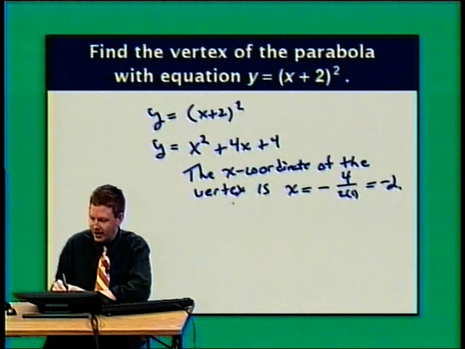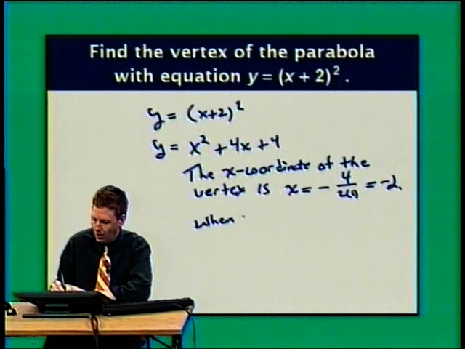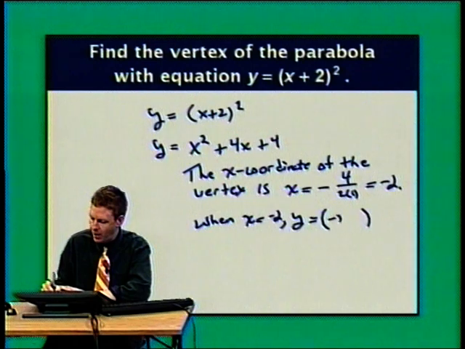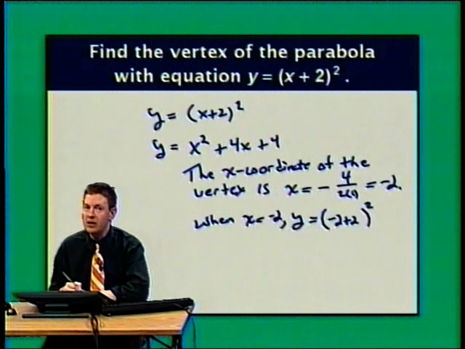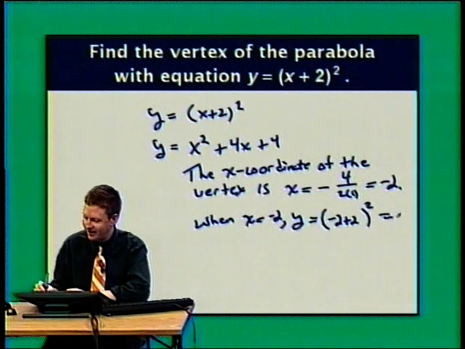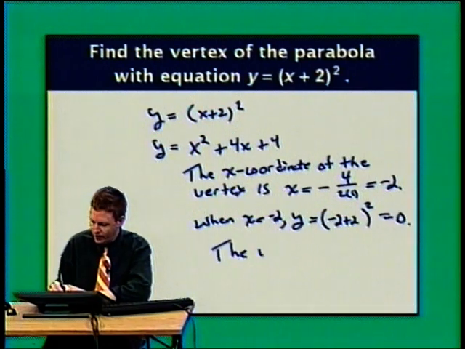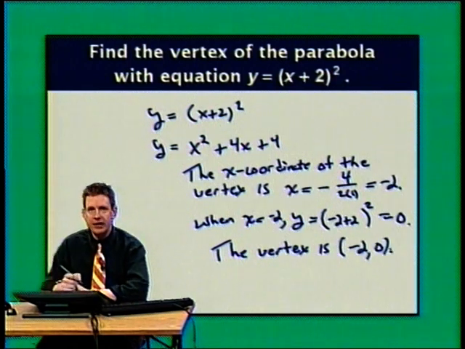Well, what's y when x is negative 2? When x is negative 2, y is the square of negative 2 plus 2. Negative 2 plus 2 is 0, and 0 squared is still 0. So the vertex is the point negative 2, 0.